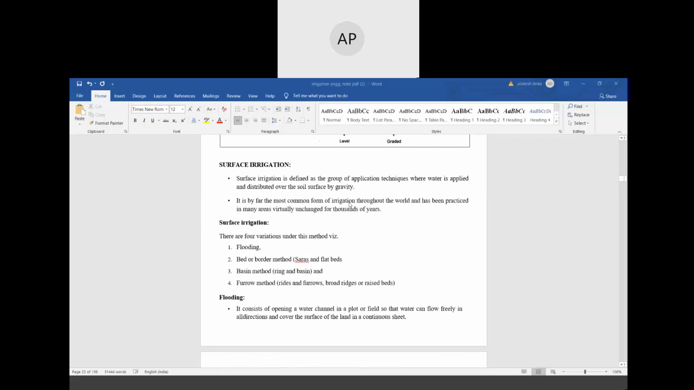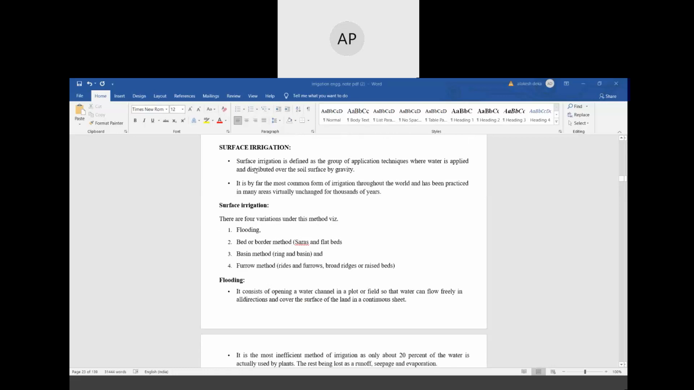Next, surface irrigation. So what is surface irrigation? Surface irrigation is that group of application techniques where water is applied and distributed over the soil surface by gravity. By gravity, water is directly laid to the surface. It is by far the most common form of irrigation throughout the world and has been practiced in many areas virtually unchanged for thousands of years.